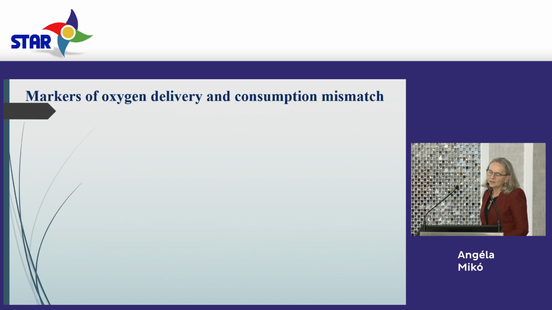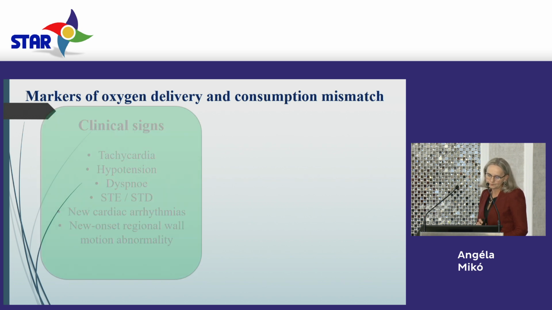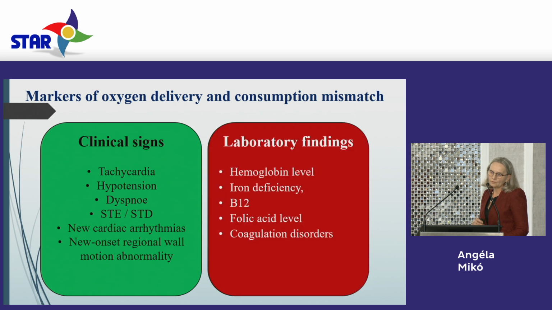The primary goal in the ICU is to ensure hemodynamic stability and equilibrium between oxygen delivery and consumption. When this balance is disrupted, we can find several clinical and laboratory findings. Clinically, it may show arrhythmia, hypotension, dyspnea, new onset regional wall motion abnormality. The laboratory parameters may show low hemoglobin level, iron and folic acid deficiency, and abnormal coagulation parameters.